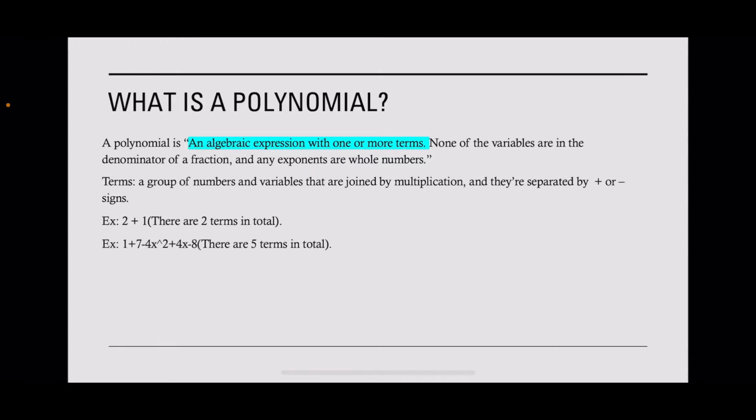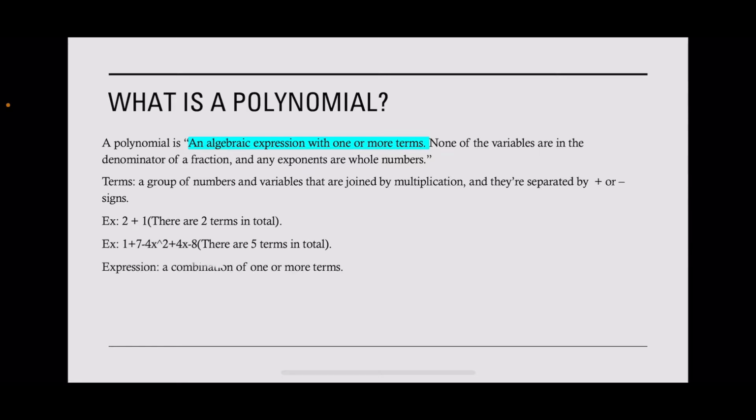Another example of this would be 1 plus 7 minus 4x to the 2 power plus 4x minus 8. There are 5 terms in total, because if you look at the numbers 1, 7, 4x squared, 4x, and 8, they are all separated by either minus or plus signs.